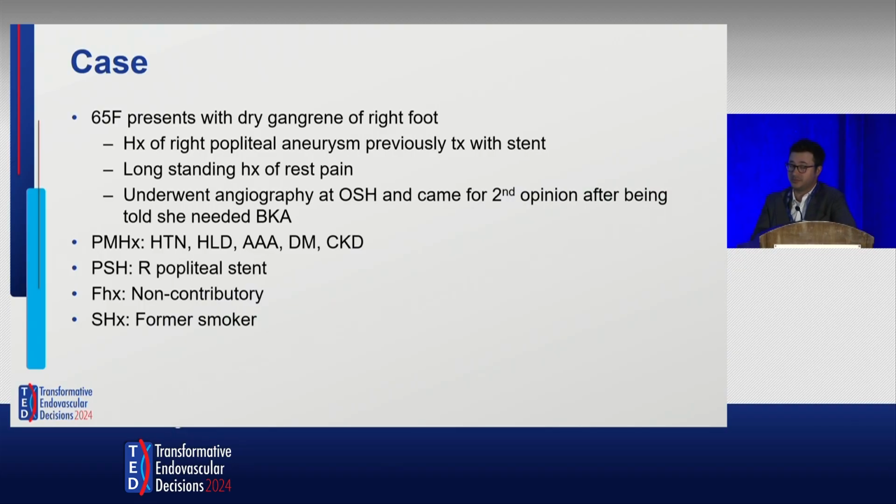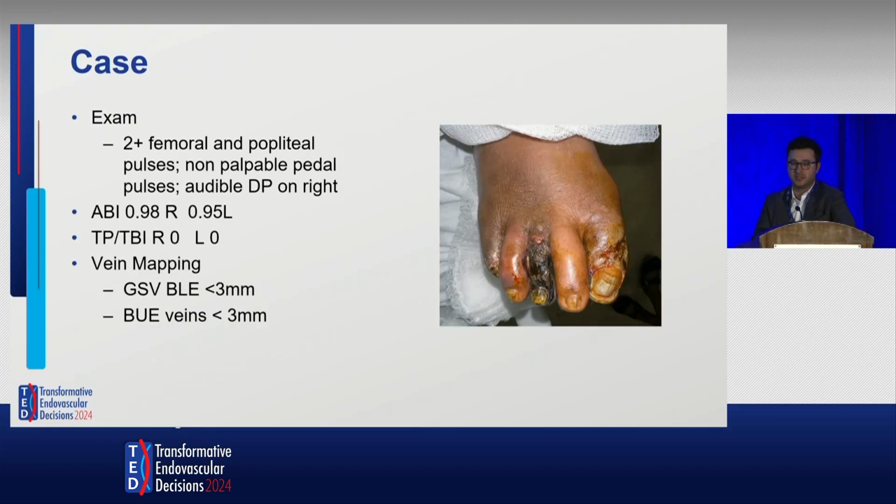So we can start with this case, a 65-year-old patient that presented with right foot dry gangrene, previously underwent a popliteal aneurysm stent, and after the stent, she had long-standing rest pain. When I heard this story, I was thinking, this patient obviously embolized from their popliteal aneurysm. She underwent repeat angiography at the outside facility that did her popliteal stent, and they basically said, we've got no options for you, you're going to need a BKA. So they sent the patient over to me, and this is what her foot looked like.